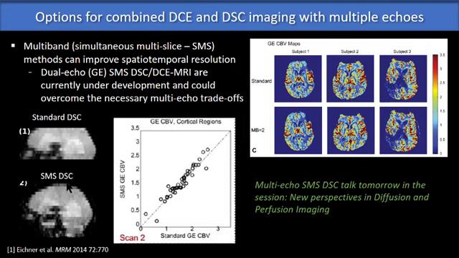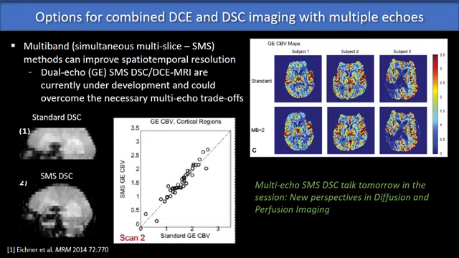This is an example of a conventional single echo simultaneous multi-slice DSC experiment. In the standard case, they were able to get 11 slices. With SMS, they were able to double that to 22. They chose to double their spatial coverage, but one can imagine making some trade-offs between temporal resolution and spatial resolution to maybe improve both for combined DSC and DCE.